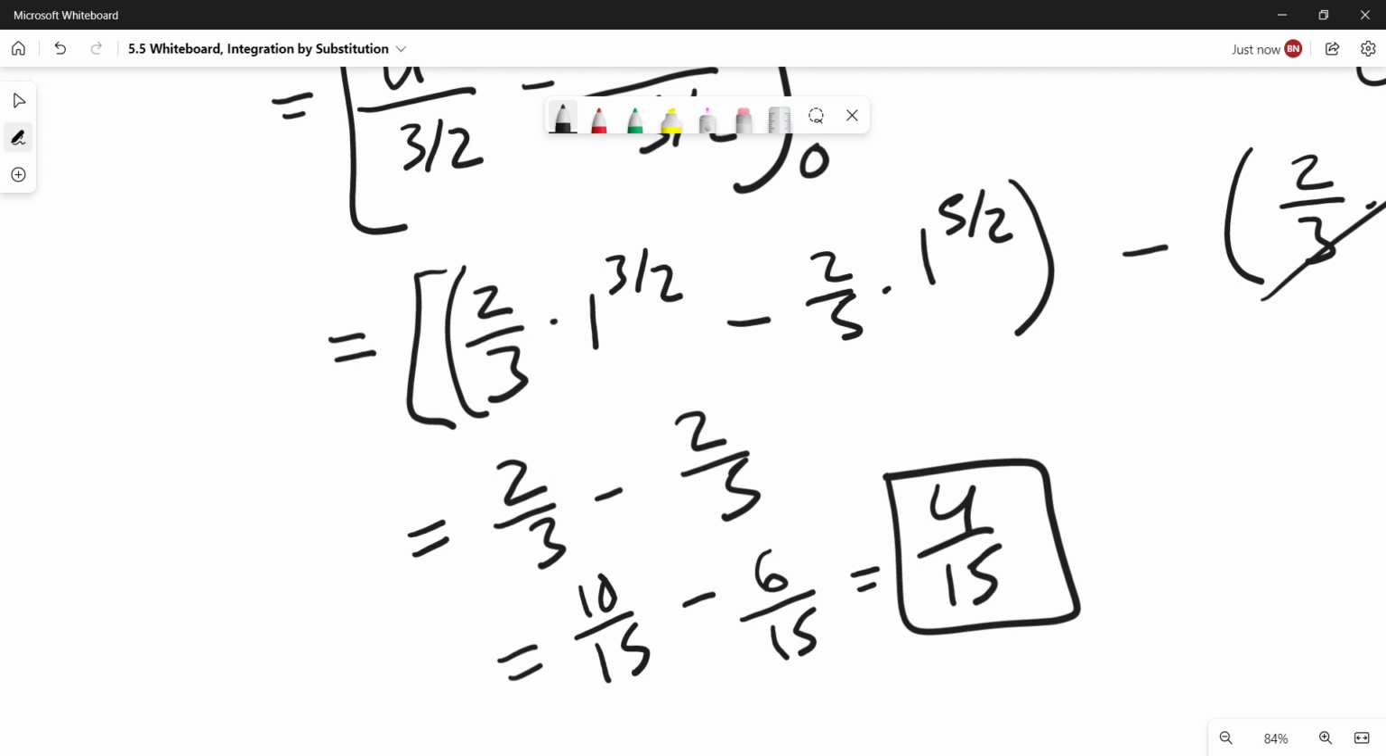Yeah, I love 5.5 and 5.7. 5.7 might be my favorite overall section in the whole book. Chain rule's awesome too, though. These are closely related.